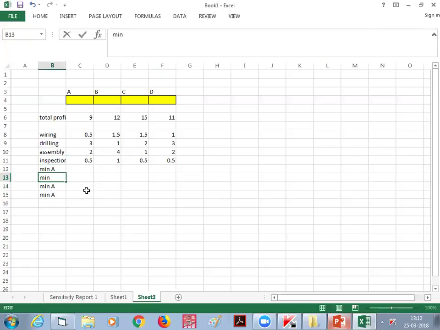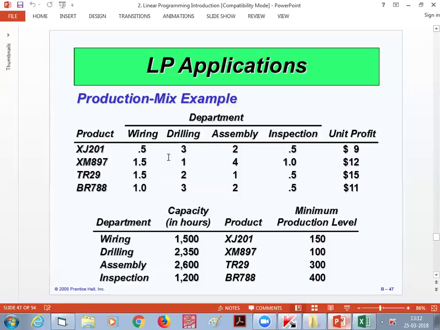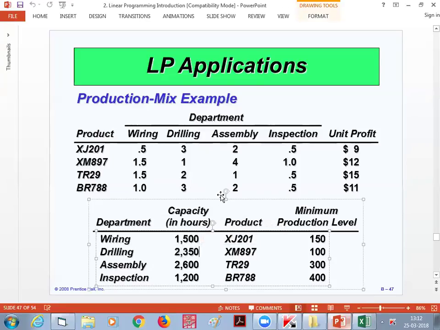Minimum quantity of A to be produced, minimum quantity of B to be produced, minimum quantity of C to be produced and minimum quantity of D to be produced. Basically, these will be 0.5x1 plus 1.5x2 plus 1x4 should be less than or equal to 1500. 3x1 plus x2 plus 2x3 plus 3x2 less than or equal to 2350 and so on.